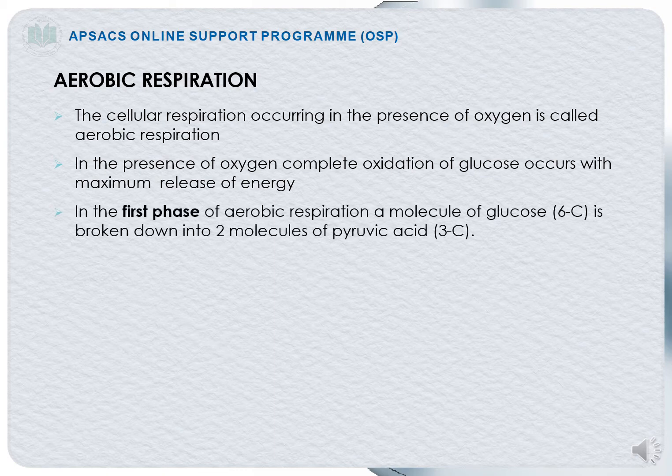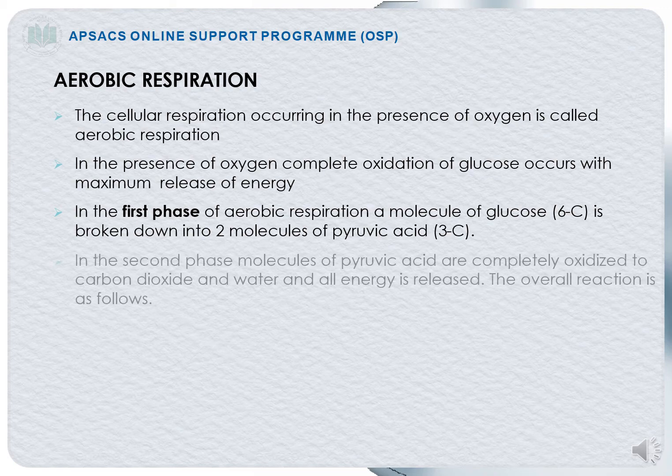As the glucose molecules are completely broken down, it will give us the product of two molecules of pyruvic acid. The formula of pyruvic acid is 3C. So we will be getting 2, 3C at the end. So in the first phase of aerobic respiration, the glucose molecule, C6H12O6, will be completely broken down into two molecules of pyruvic acid.